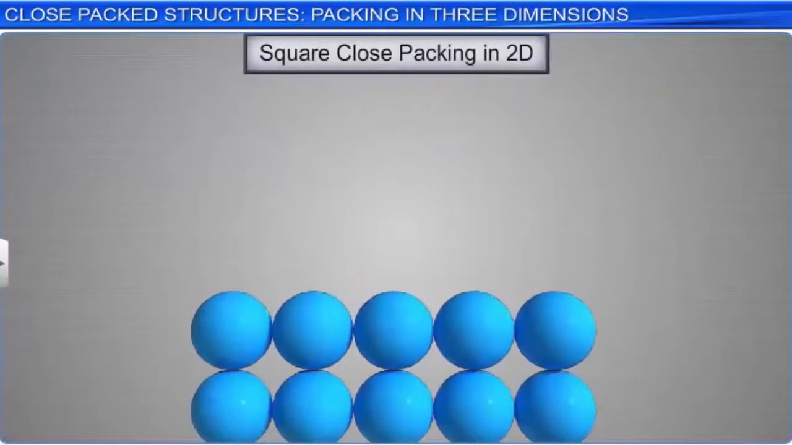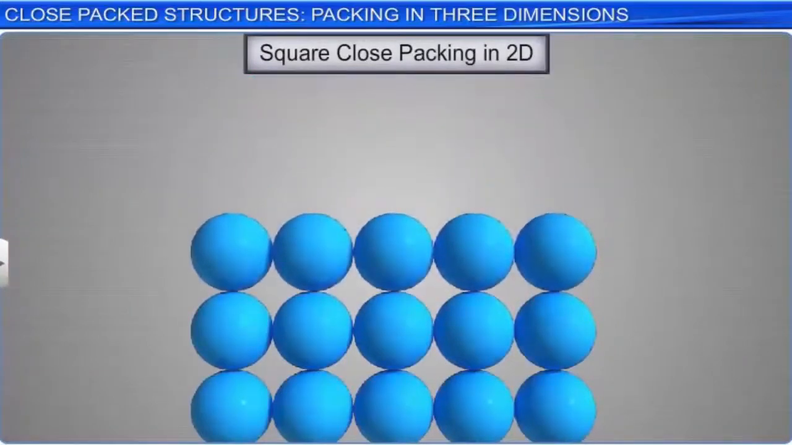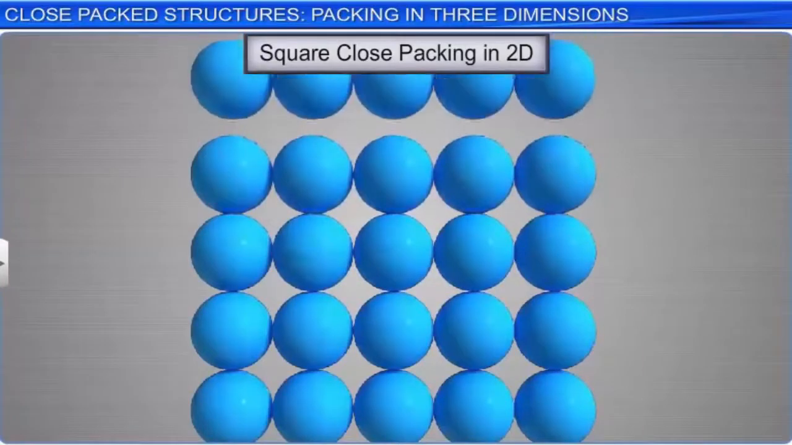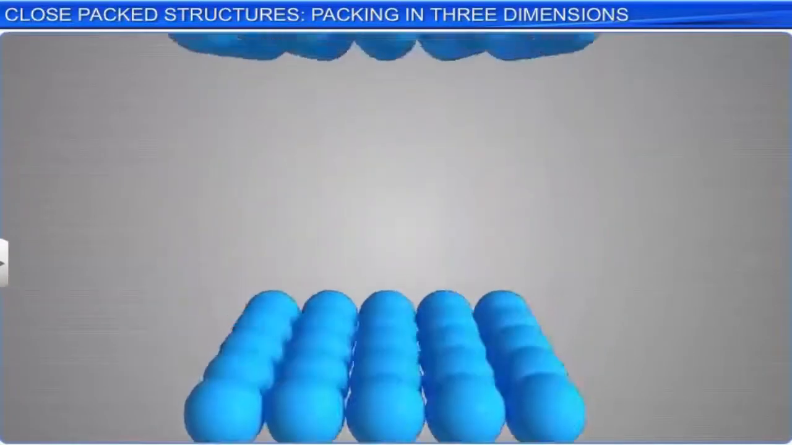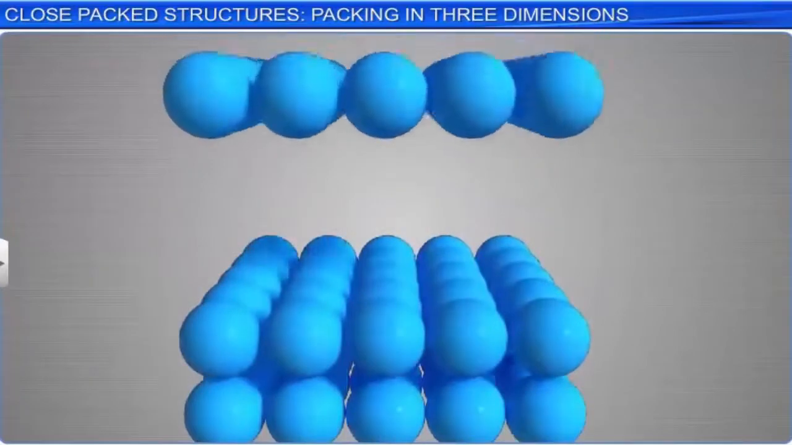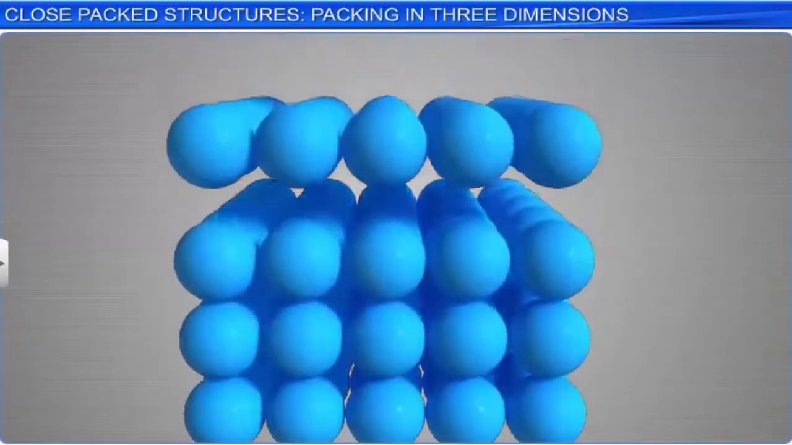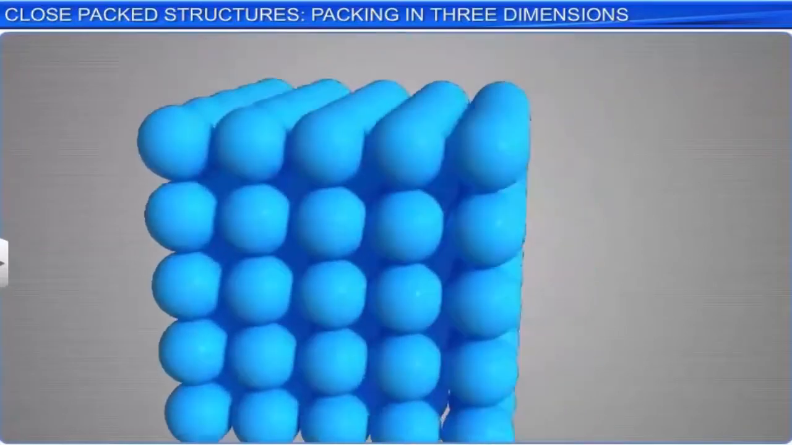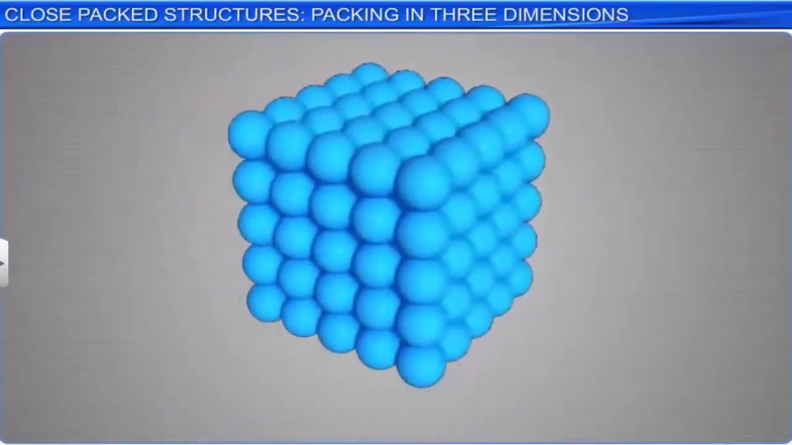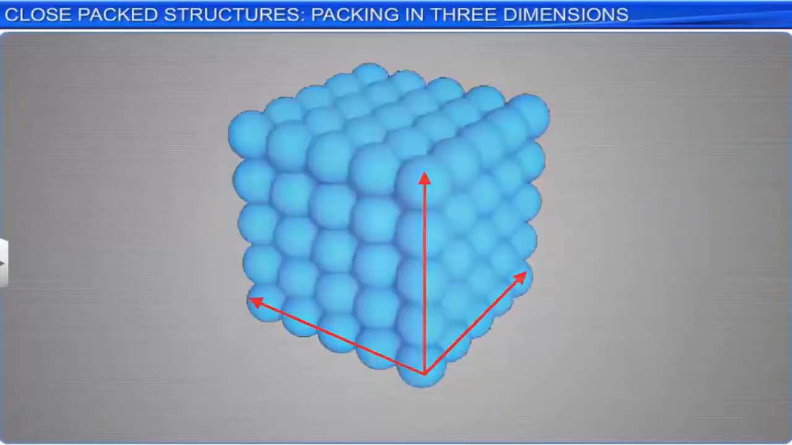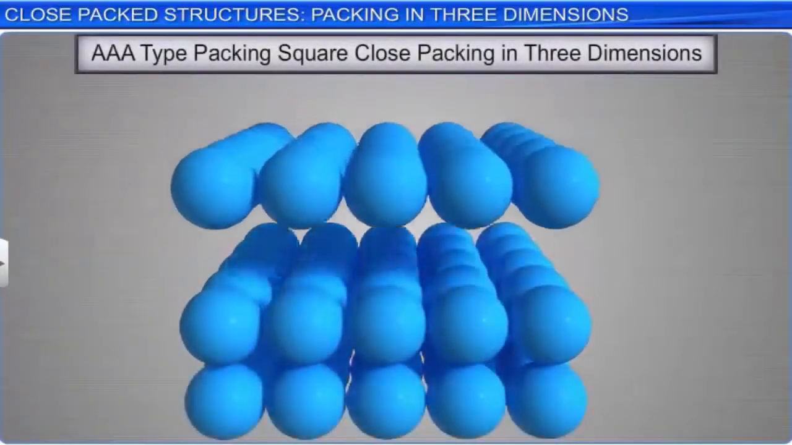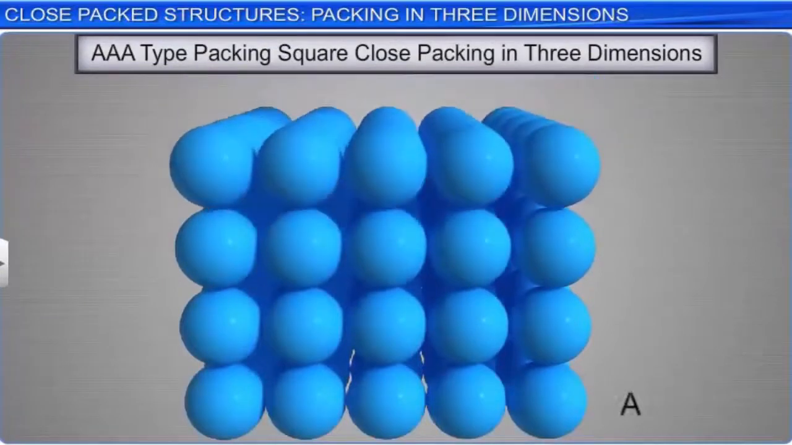Let's first study 3-dimensional close packing from 2-dimensional square close packing. In order to build a 3-dimensional structure, it is easier to stack 2-dimensional square close-packed planes one above the other. As you can see, the spheres are aligned horizontally as well as vertically. If the arrangement of spheres in the first layer is considered to be of A type, then the arrangement of spheres in the subsequent layers is also of A type.